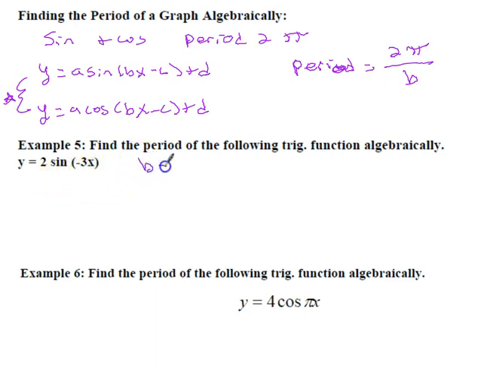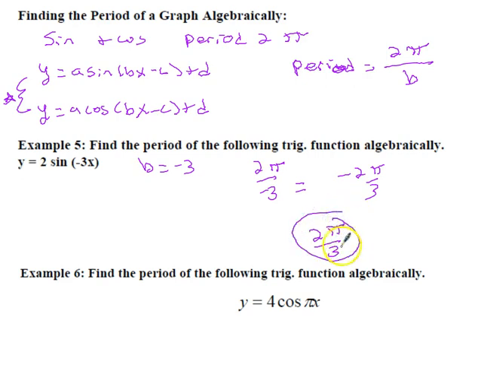So our b here is negative 3. So we're going to do 2 pi divided by negative 3. So our period ends up being negative 2 pi over 3. We don't care about the negative. We're just going to say that our period is 2 pi over 3. So every 2 pi over 3, it's going to go through the full cycle.